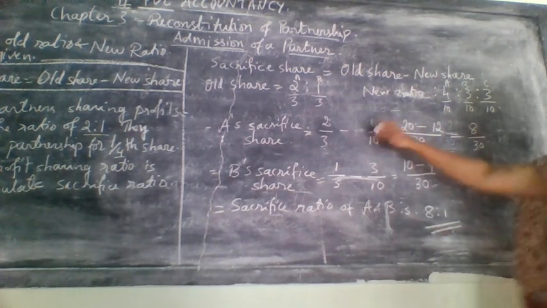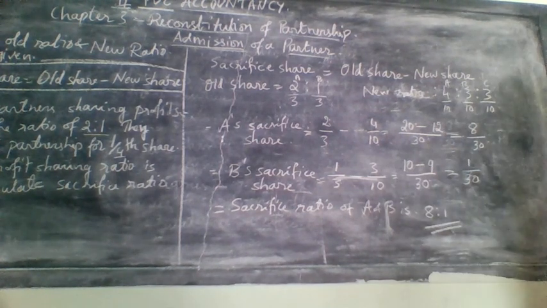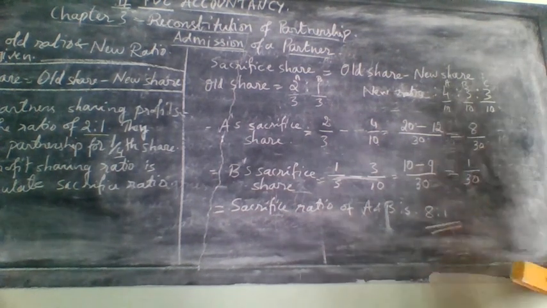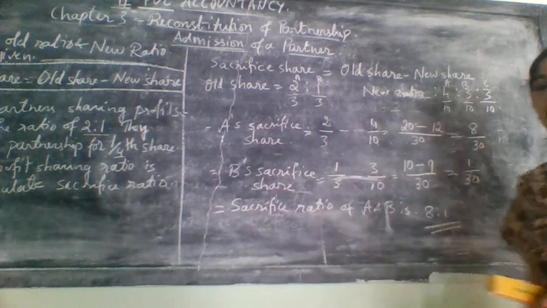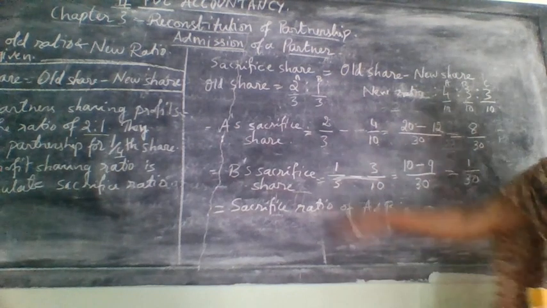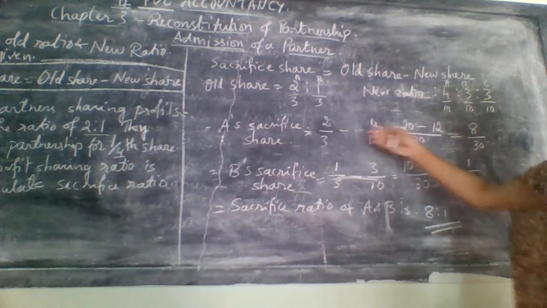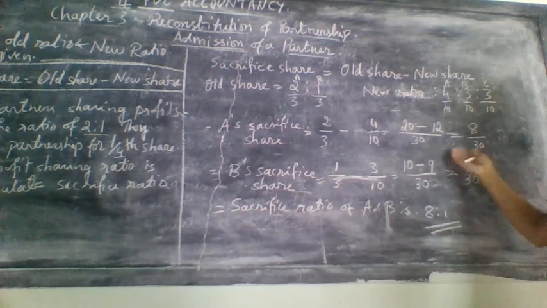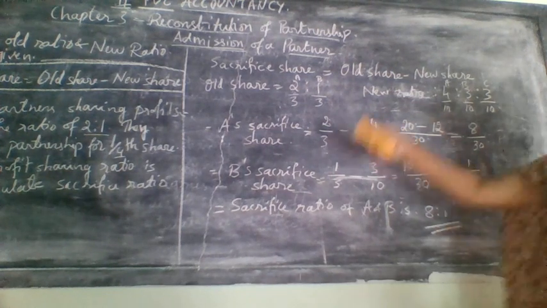But in this case, the denominator came the same in both cases. In a few cases the denominator will not come the same. At that time even the numerator will change, and big numbers will come. But this is the simple form of calculating sacrifice ratio by converting. If the denominators are different, then you can change into a common denominator. This is a simple way.